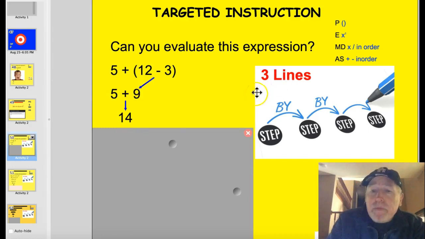Real simple problem, 3 lines. First line was the problem. We have an operation. We have a solution. So those are the 3 lines.